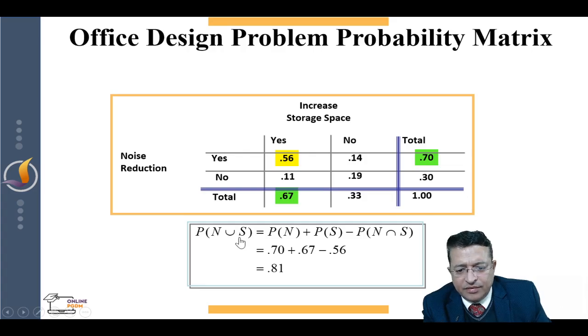So simply in this question, if I have to calculate the union, I will calculate the probability of N. How to calculate the probability of N? N means noise reduction, S is increased storage space. For N, this total, 0.7, is the probability of noise reduction. If there is no noise reduction, it is 0.3. Similarly, the total probability of increased storage space we get from this, and in case of no increase in storage space, it is 0.33.